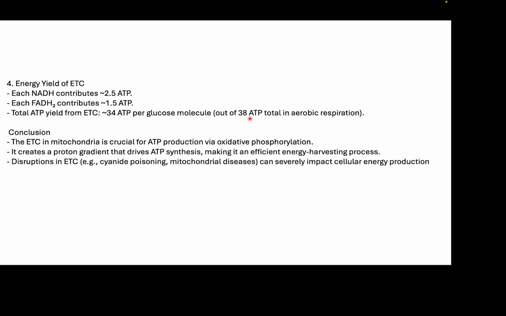So the overall conclusion for electron transport chain is that the ETC in mitochondria is crucial for ATP production via oxidative phosphorylation. It creates a proton gradient that drives ATP synthesis, making it an efficient energy harvesting process. Disruption in ETC by either mutations or some external compound can severely impact cellular energy production.